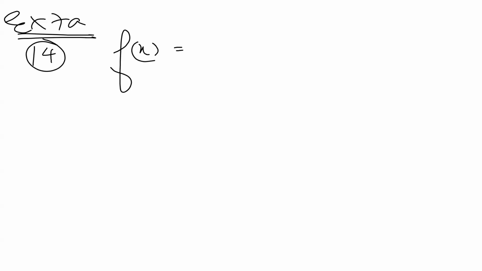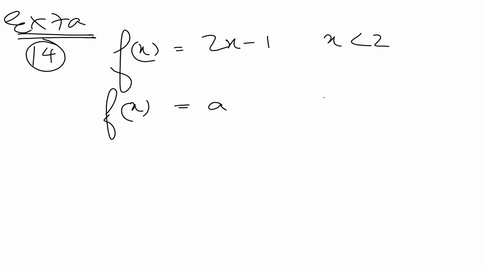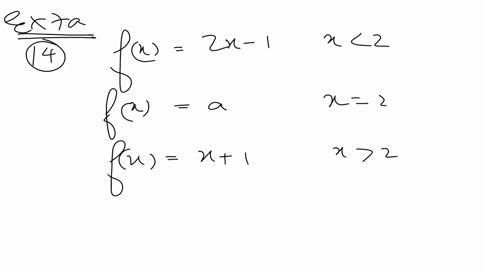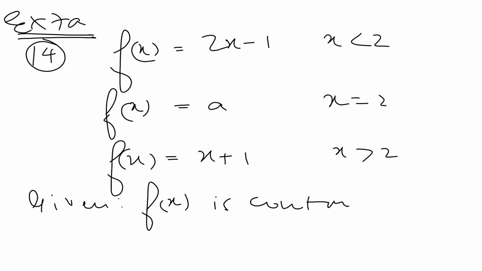f of x is equal to 2x minus 1, x is less than 2. f of x is equal to a, x is equal to 2. f of x is equal to x plus 1 when x is greater than 2. And it is given f of x is continuous at x equal to 2.